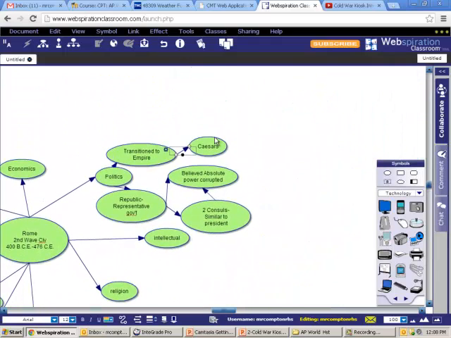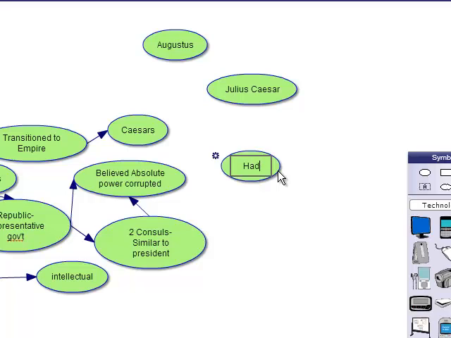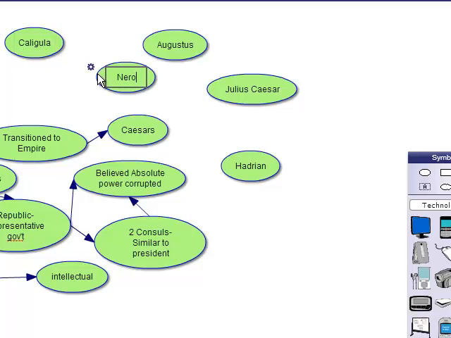Or different leaders. So right there, you could put Augustus. Here we can put Julius Caesar. Hadrian, kind of connects with the wall that we had mentioned earlier. Caligula. All right, Nero, and so on and so forth. And then with them, you would want to elaborate further ideas for these individuals. All right. So again, we want to make these connections.